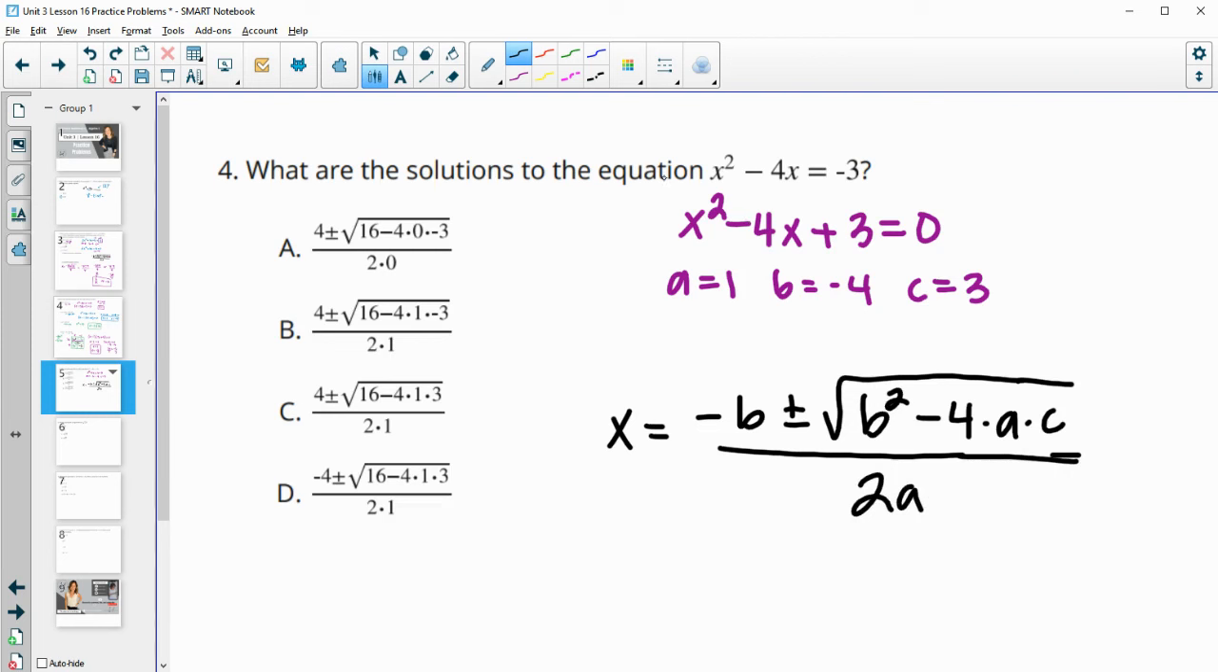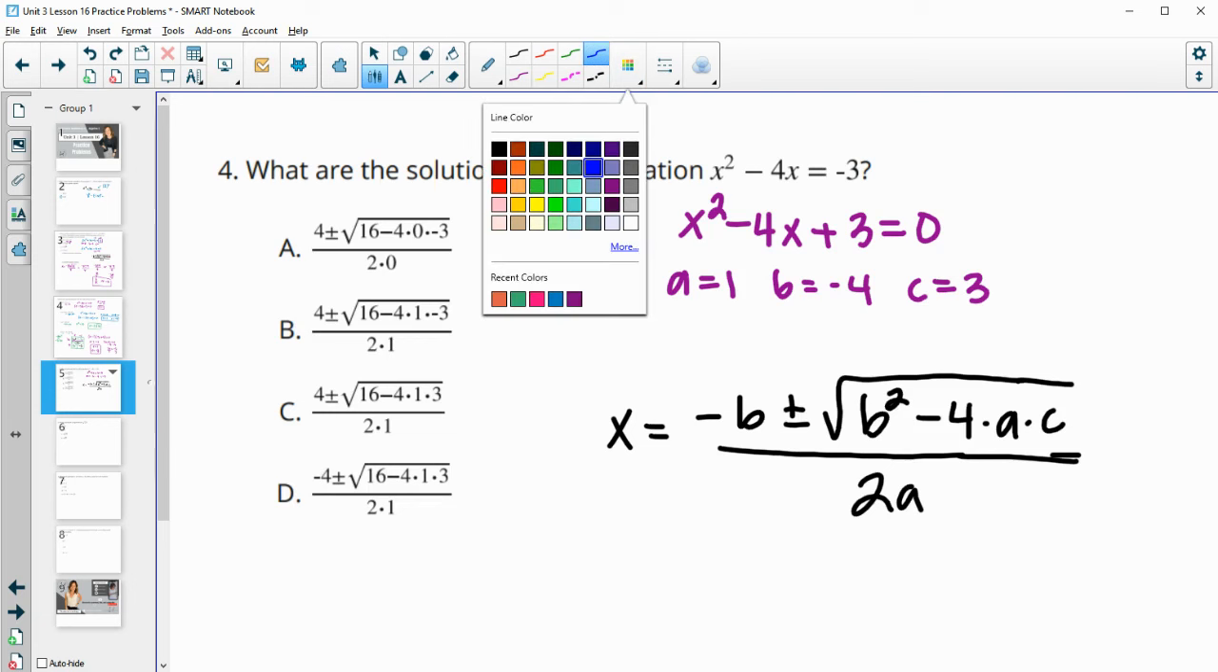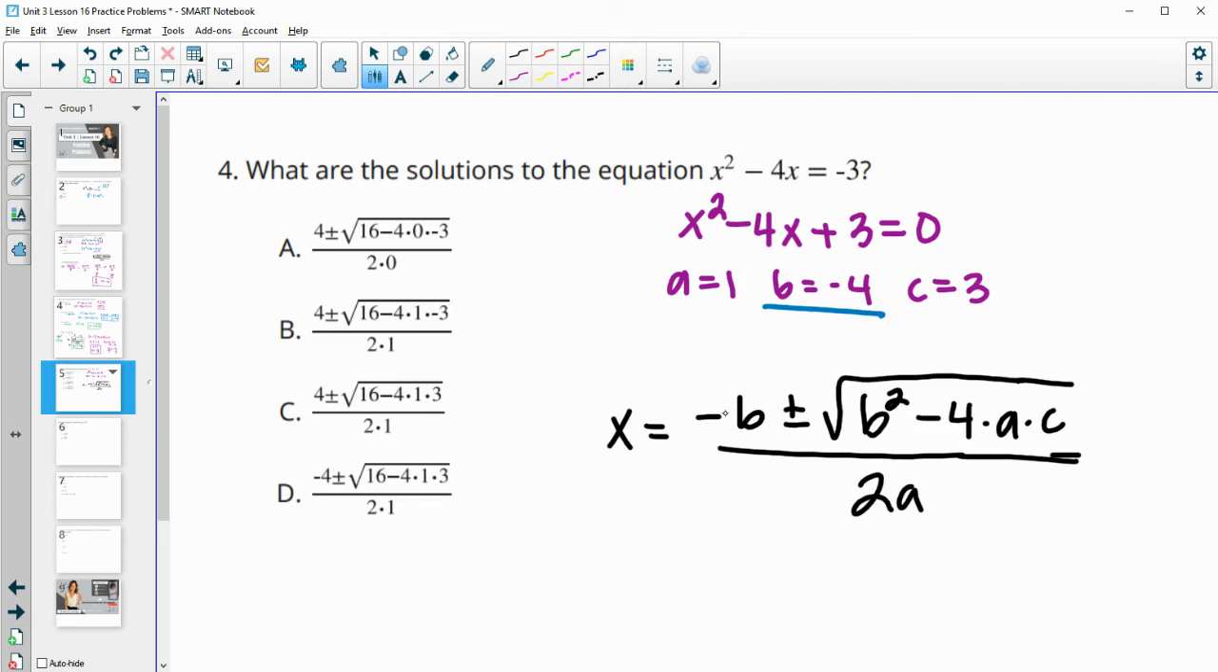So when we look here, we see that this front term, this b, they have as 4 until you get to the bottom, it's negative 4. So we want the opposite of b. Well, here's our b term is negative 4. So the opposite of b would be 4. So it's definitely not d.